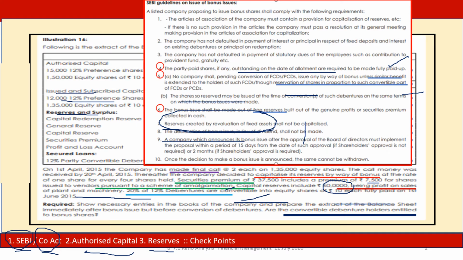Capital reserve includes only 60,000 as being profit on sale of plant and machinery. When it is profit on sale of plant and machinery, it is profit realized in cash. It is available for bonus. On both these two aspects, SEBI's requirement says the bonus issue shall be made out of free reserves built out of genuine profits or securities premium collected in cash. If it is for consideration other than cash, you cannot consider it, and therefore this point has to be noted when we solve this issue.